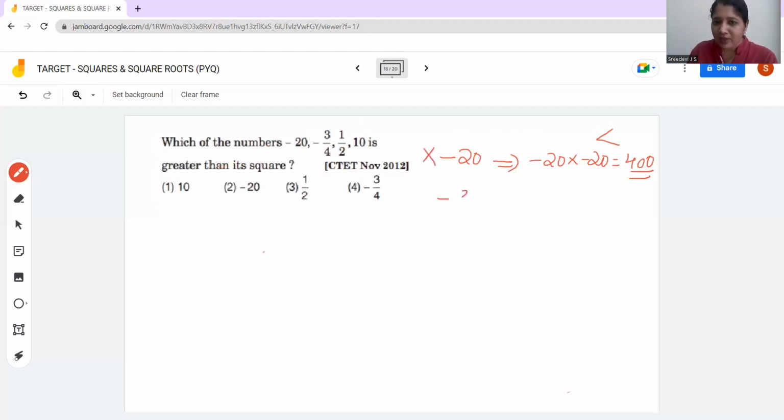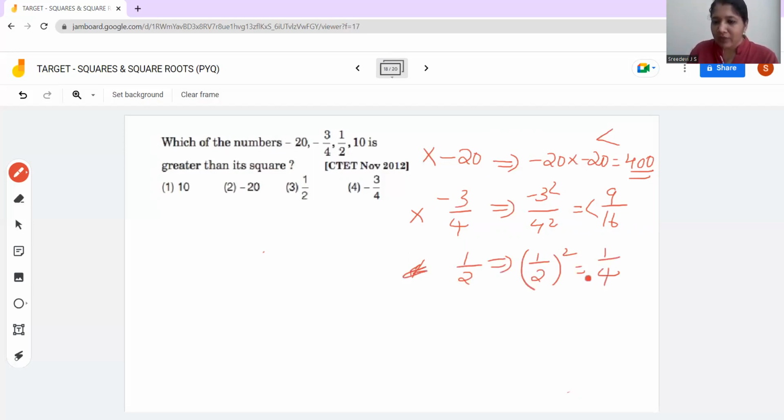Then second one, minus 3 by 4. When we take the square of it, we'll be getting minus 3 square by 4 square. Anyway, minus 3 square is a positive number, that is 9 by 16. Anyway, 9 by 16 is greater here. That number is not greater, but the square is greater. So we don't need that answer. So that is not correct. Then next number is 1 by 2, right? Yes, 1 by 2. When we take the square of it, 1 by 2 the whole square, we'll be getting 1 square by 2 square, that is 1 by 4. We know that 1 by 4 is less than 1 by 2. So our option is 1 by 2.